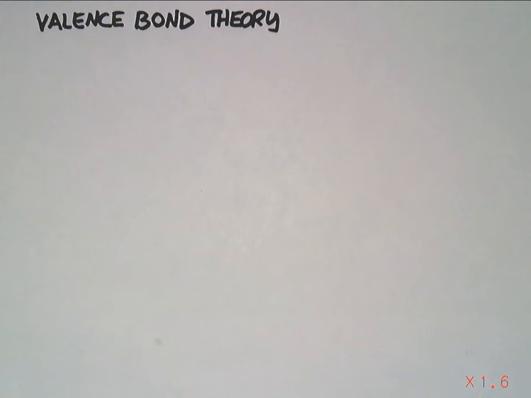Up until now, we've been explaining the structure of molecules in terms of Lewis theory, Lewis structures. And it's a pretty successful and very simple theory. But there are some things that don't quite make sense. There are some questions that we can't quite answer with Lewis theory.